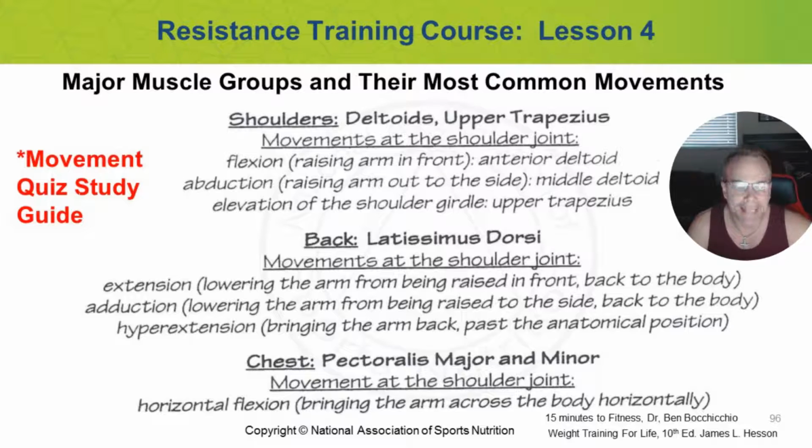Back, your lats, the big muscle in your back, right? What does that do? It does extension of the shoulder. It does abduction of the shoulder and hyperextension. What does the chest muscle do? The pectoralis major and its younger brother, the minor. Pec major and minor, they do what? Horizontal flexion. Remember we talked about horizontal flexion, and that's for like a fly.